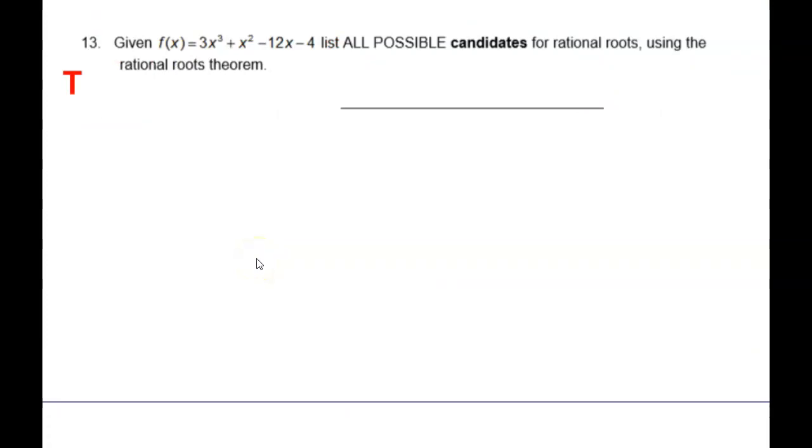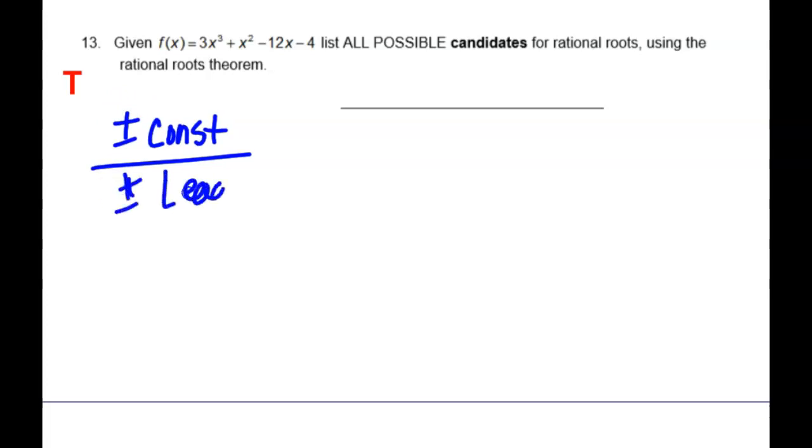This one, please get this right. This is all the possible rational zeros. That's where you do plus or minus the factors of the constant over plus or minus the factors of the leading coefficient. So what are all the factors of 4? That's the constant, or negative 4. And the leading coefficient is 3. Guys, what are all the factors of 4?